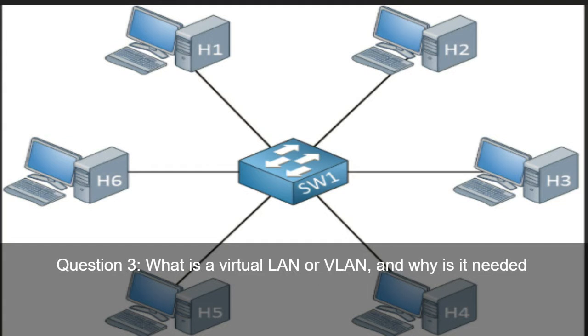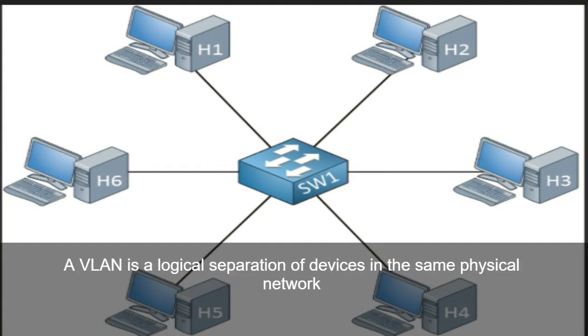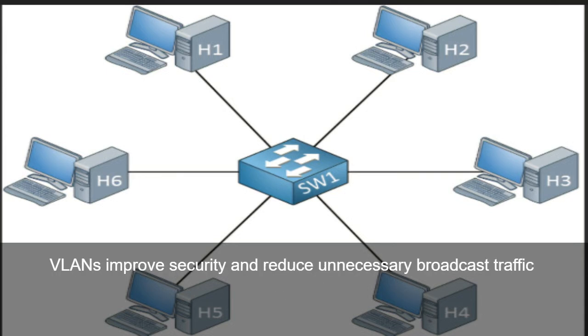Question 3, what is a virtual LAN or VLAN, and why is it needed? A VLAN is a logical separation of devices in the same physical network. VLANs improve security and reduce unnecessary broadcast traffic.